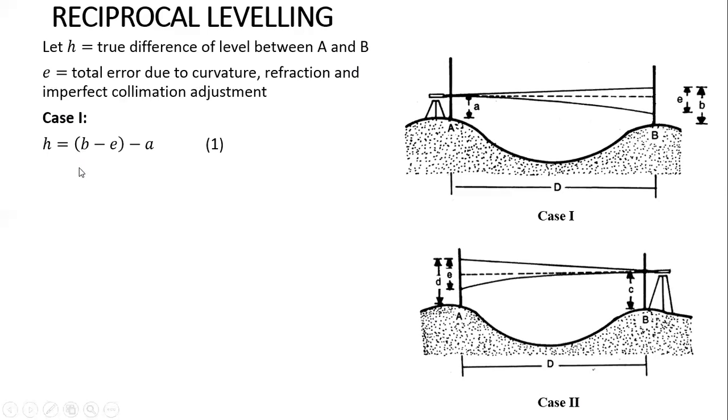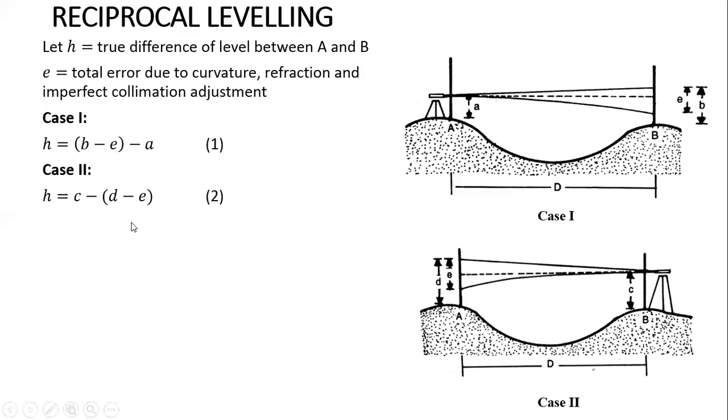So case 1. In case 1, the true difference of level between A and B, H, is equal to, this is the apparent reading here, and this is the amount of error. So B minus E will give you the correct reading at B. So this is B minus E minus A, which will give you the correct difference in level between the points A and B. Similarly for case 2, H is equal to, this is C, there is no error here, and there is error here, D minus E. So this is equal to C minus D minus E.